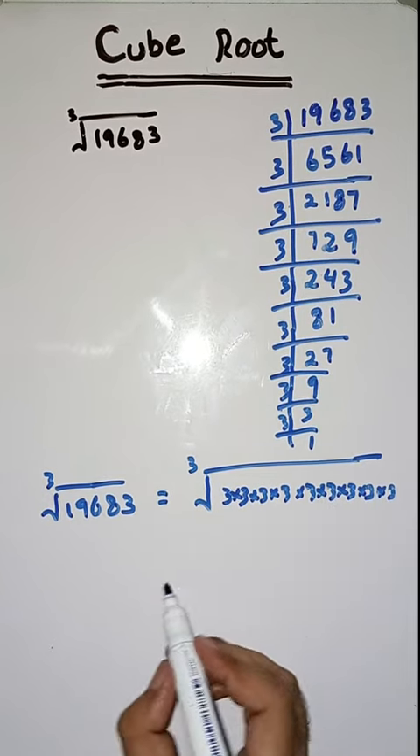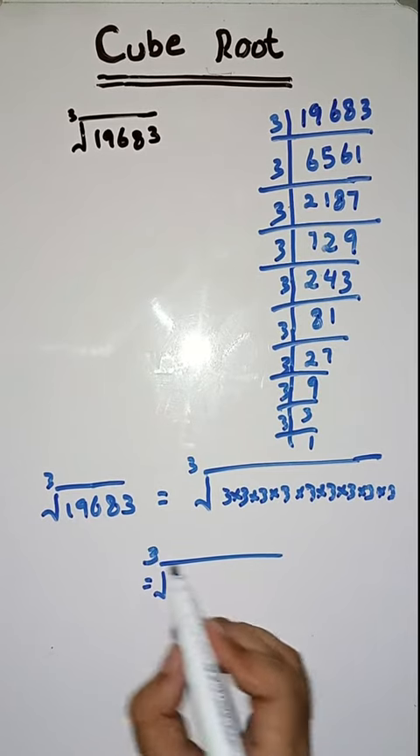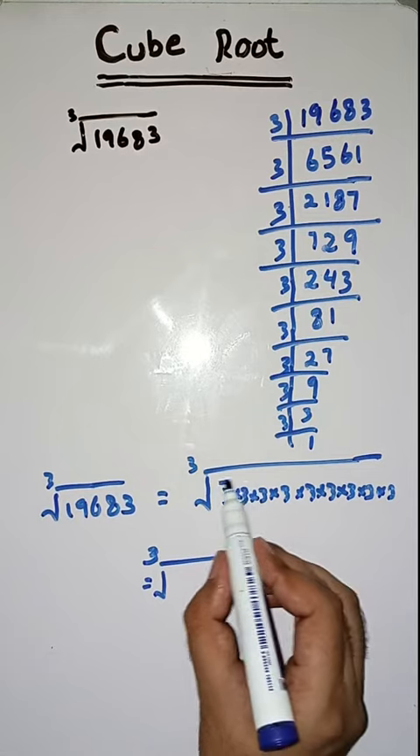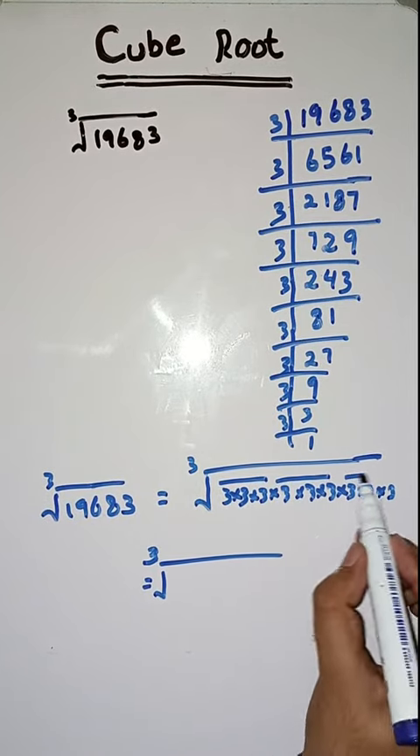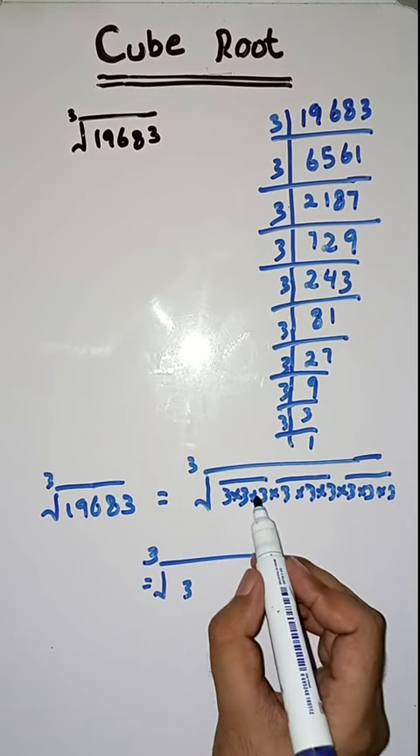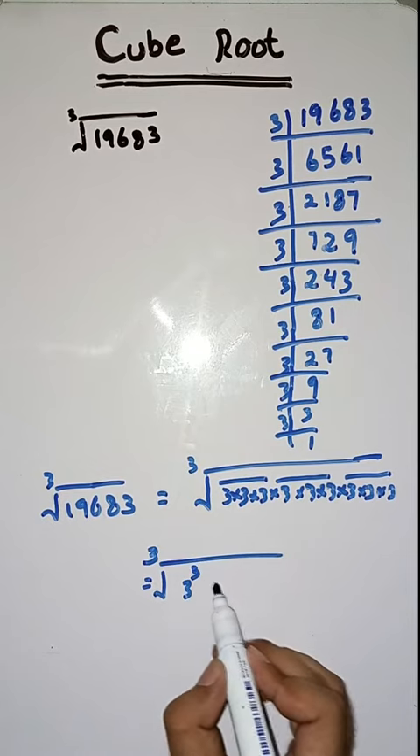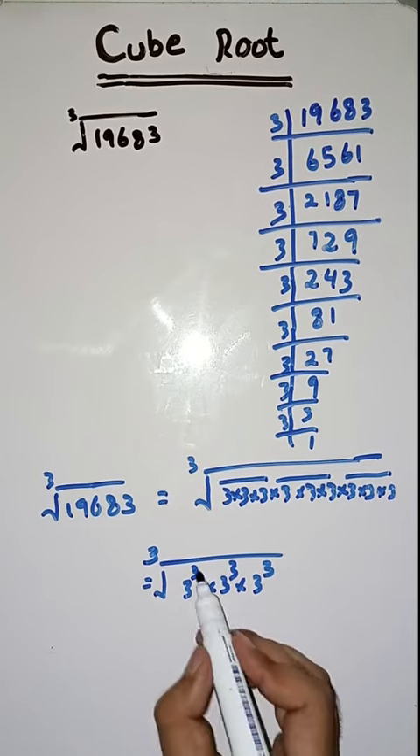Got it? Now students, what we have to do, we have to write its prime factors in pairs of 3, as 1 to 3, one pair, 1 to 3, another pair, 1 to 3, another pair. As we have to make 3 in pairs, we can write it as 3 power 3 multiplied by 3 power 3 multiplied by 3 power 3.